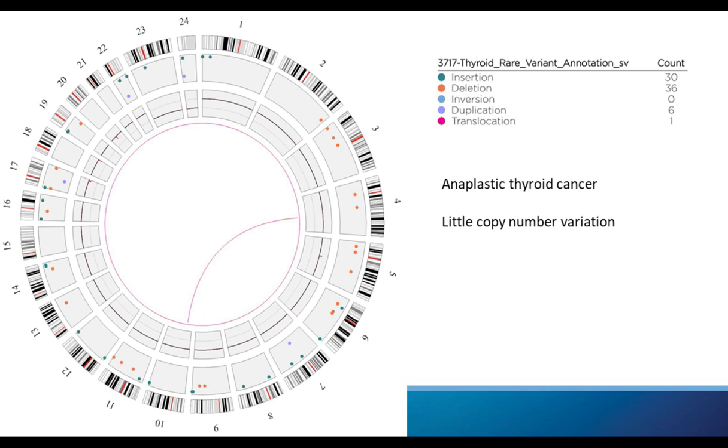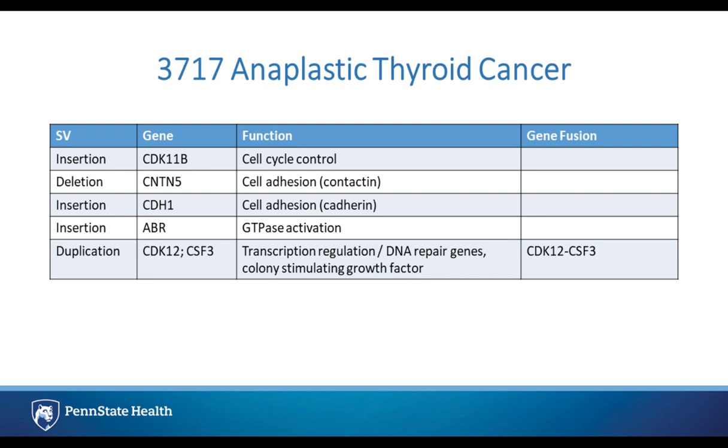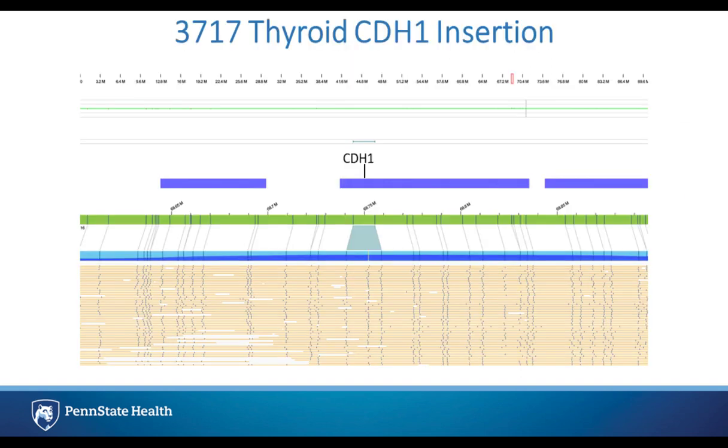The next thyroid patient also has a number of different insertions and deletions that are detected. Not much in the way of copy number variation, and one translocation between 4 and 10. So this patient had an insertion in CDK11B involved in cell cycle control, as well as an insertion of the ABR gene, a duplication involving CDK12 transcription regulation, which resulted in a gene fusion.